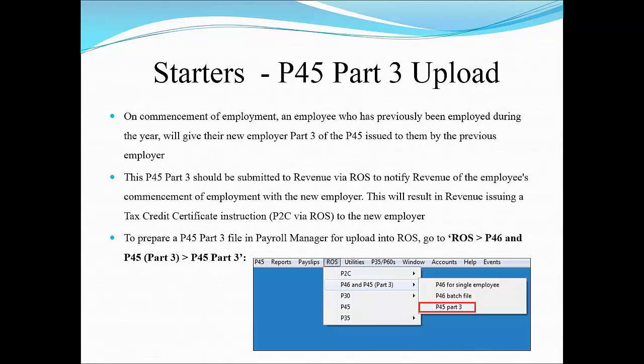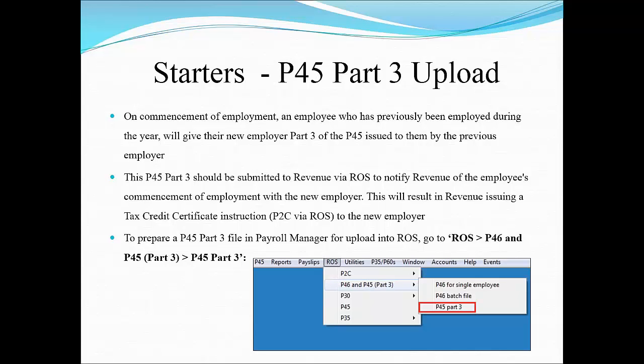Okay. So where an employee who has previously been employed during the tax year, they should have been given a P45 from their previous employer, and they will give their new employer Part 3 of that P45. That P45 Part 3 then needs to be submitted to Revenue, and that can be done via ROS, and that is simply to notify Revenue of the employee's commencement of employment with you.